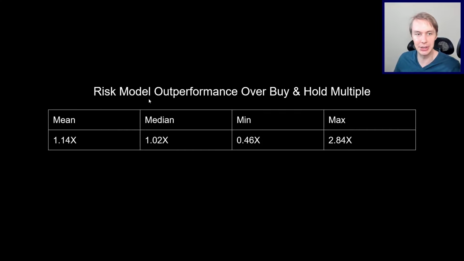So this is the risk model outperformance over buy and hold. On average, it was only a 14% improvement over buy and hold, or 1.14x. Median was almost just dead even, 1.02, 2% better than buy and hold. Not great. Minimum was 0.46, so actually underperforming buy and hold by quite a bit. And max was 2.84. So that's respectable, but nothing like 8x, for example.